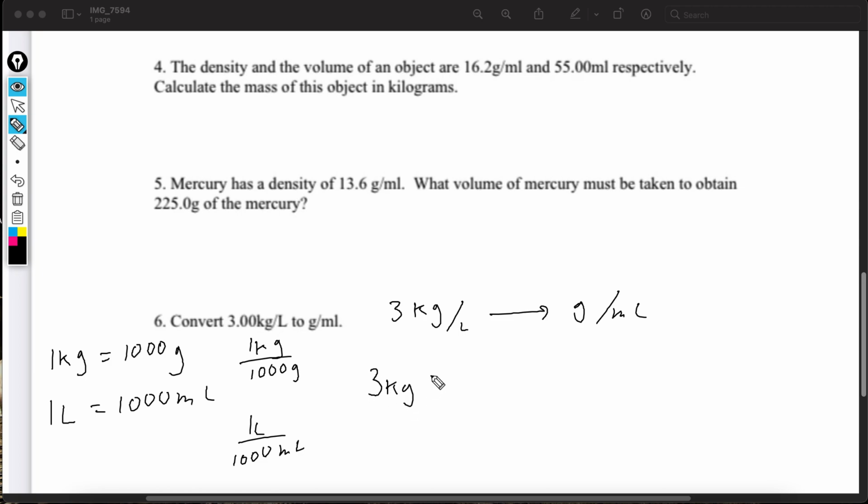3 kg over L times, because we're doing it by that, we're going to have 3. I can just tell you right off the bat, we're going to have 3, just because 1, 2, 3. We got to cancel these guys out. So we're going to do over here kg. We need to cancel out kg. So we're going to do 1 kg, 1 kg to 1,000.